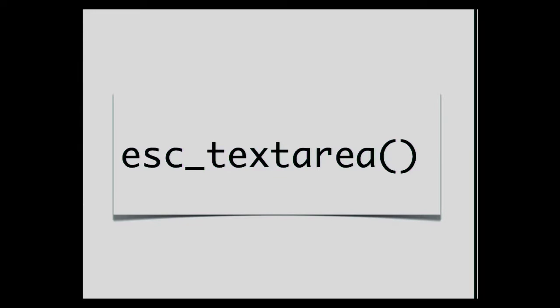And lastly, we have esc_textarea, which should be used inside text areas, and that does double encode entities, which is what you want when you have a text area where you might be editing HTML. You want those ampersands to be maintained on save.